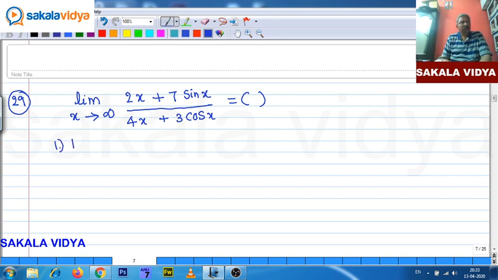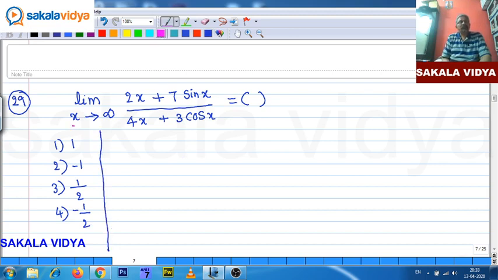First option is 1, increase your volume. Second option is minus 1, third option is 1 by 2, fourth option is minus 1 by 2. Okay.